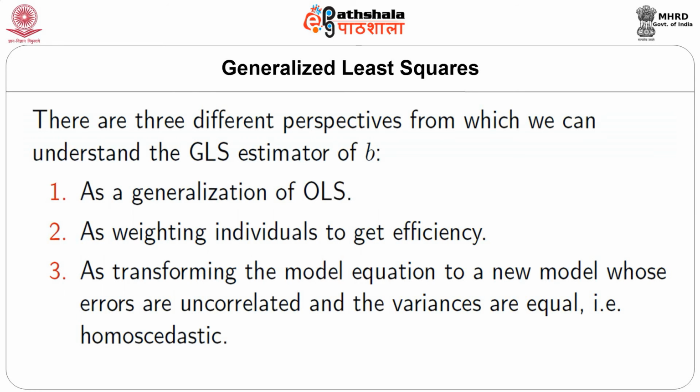There are different perspectives from which we can understand the generalized least squares estimates of beta. There are three of them that we will mention here. First, it can be looked upon as a generalization of OLS, or ordinary least squares. In case of ordinary least squares, we assume that the variance is constant with a diagonal matrix, where all the diagonal elements are equal. When this assumption is violated, we have a diagonal matrix where the diagonal elements are not equal. In this case, we can generalize OLS to find the estimates of the parameter beta.